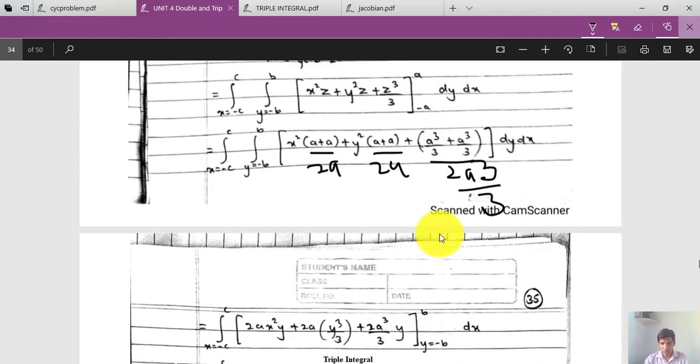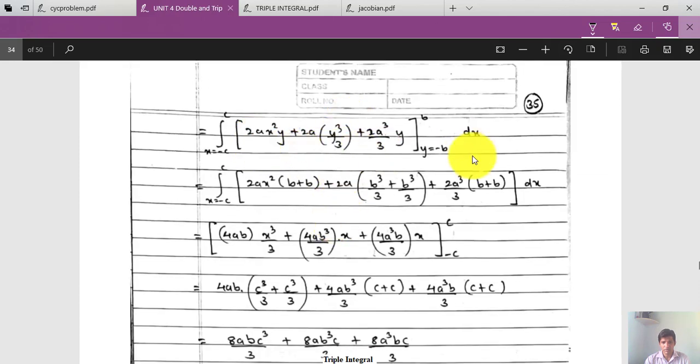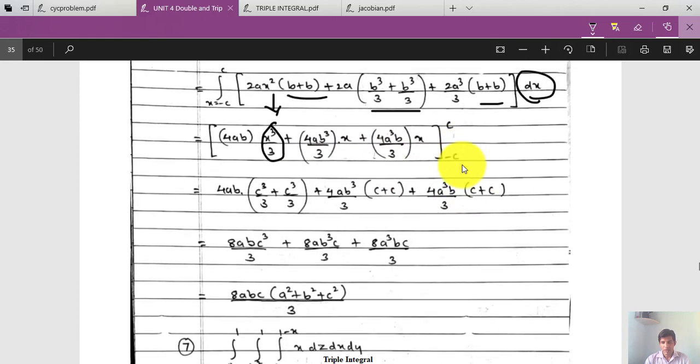So integration of y square turns out to be y cube by 3, right, over the limit minus b to b. Then again it is upper limit minus lower limit. After evaluating I get, okay, now this I will integrate with respect to x. It will give me x cube by 3 for integration of x, and 4ab, that is 2b, and that turns out to be 4ab, right? Similarly here I will get 4ab cube divided by 3 x and 4a cube b divided by 3 x, integrating over minus c to c.